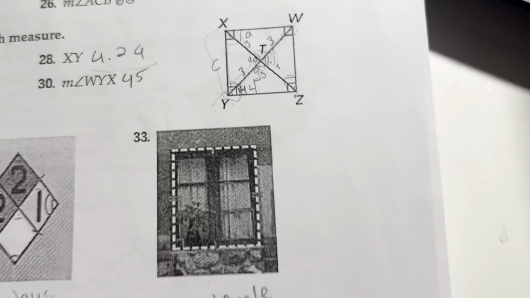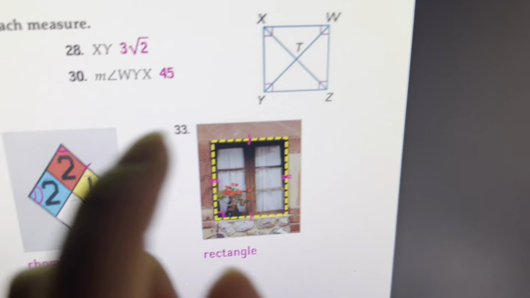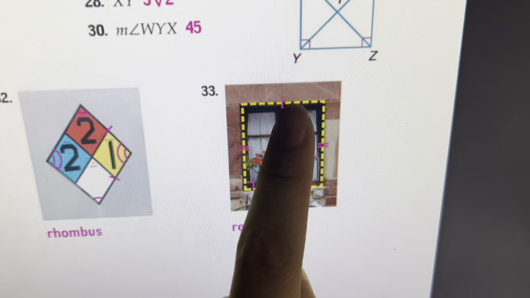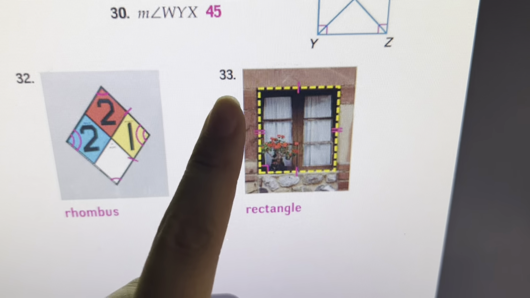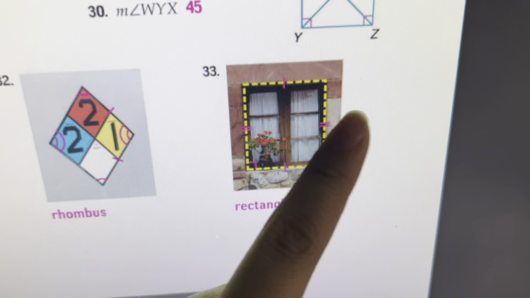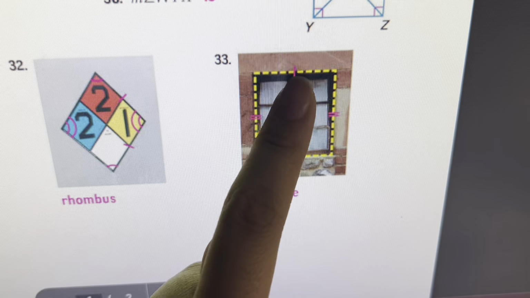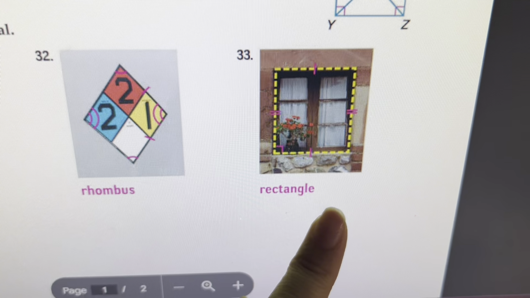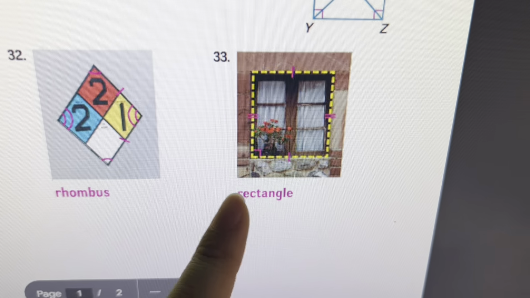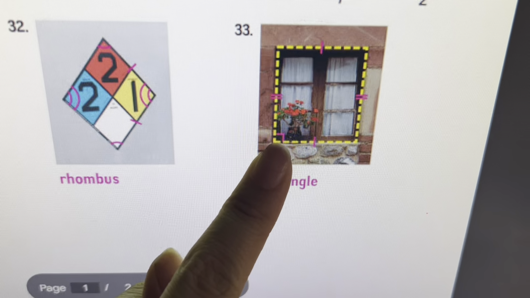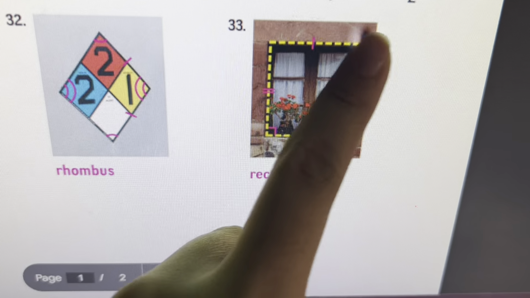And then lastly, number 33, I got rectangle because, look at this image. They give you that the opposite sides are congruent and the other opposite sides are congruent, but all four aren't congruent, right? This one is only congruent to what it's opposite with, and this side is only congruent with what it's opposite with, not the other two. And they give you the hint that one of the angles is 90 degrees, which means all four of them are 90 degrees. So look at this rectangle right here.